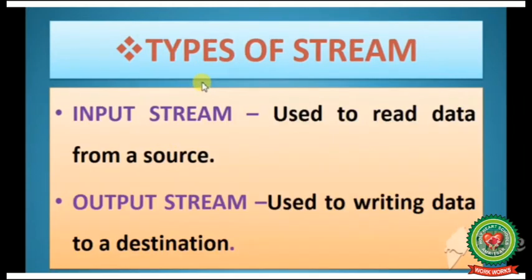So now we will discuss the types of stream. There are two types of stream. Number one, input stream, used to read data from a source, and second is output stream, used for writing data to a destination. So we have two types of stream, input stream and output stream.